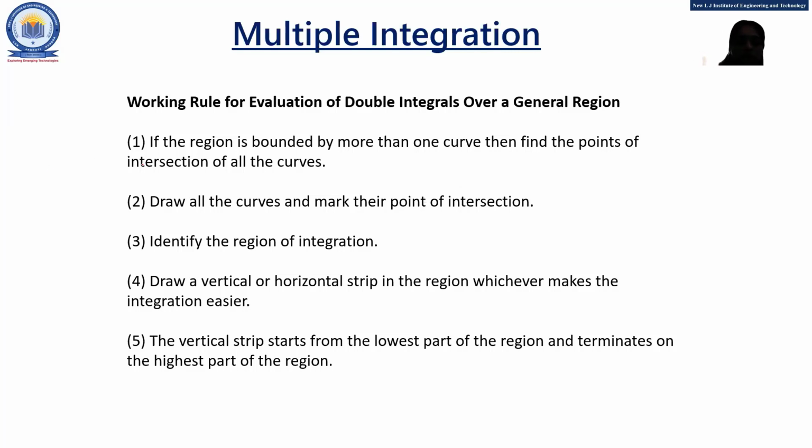The first step is, if the region is bounded by more than one curve, then find the points of intersection of all the curves. Draw all the curves and mark their points of intersection. Identify the region of integration. Draw a vertical or horizontal strip in the region, whichever makes the integration easier. The vertical strip starts from the lowest part of the region and terminates on the highest part of the region.